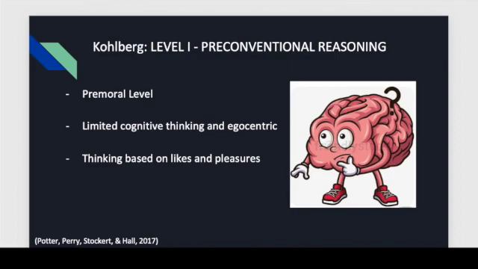Level 1, pre-conventional reasoning, is known as the pre-moral level. This is when individuals have limited cognitive thinking and it's mainly egocentric. This is seen in children, and egocentric thinking involves thinking only for oneself without considering the feelings or desires of others. This level involves thinking based on their likes and pleasures and uses punishment as a guide for behavior decisions. There is an important window here where the nurse can reinforce to the child that they do not become ill because of their wrongdoing, as many of them believe.